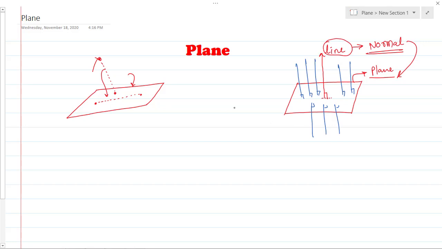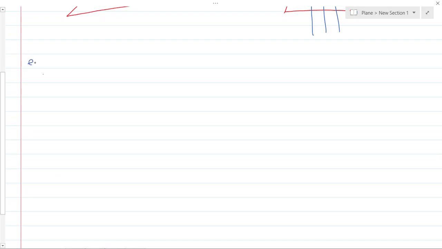Perfect. After understanding the normal to the plane, let's get the first very important equation of the plane. Let me write here the first equation of the plane, which is the equation of a plane passing through a point and perpendicular to a vector.